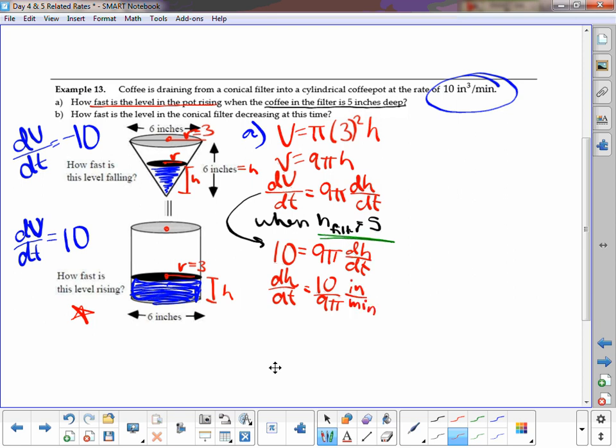For this particular problem, I would suggest you definitely end with the sentence answering it, because if you've noticed, I've used the same variables to represent the different things there. So dh/dt, if you just say dh/dt equals that, I don't know which feature you're talking about. Okay, questions on part A. So now part B says, how fast is the level in the filter decreasing at this time?